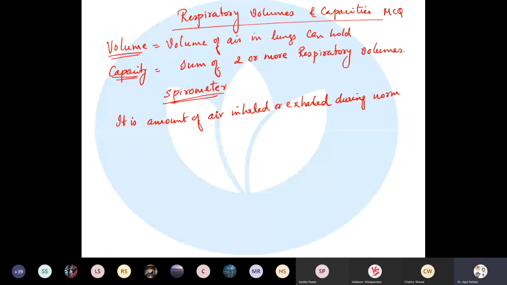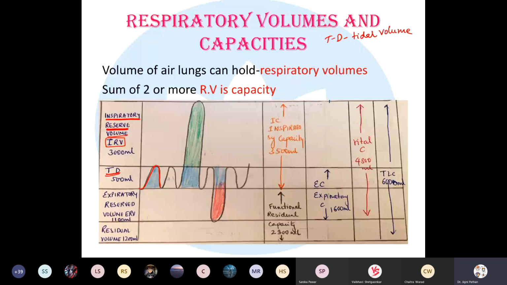Are you done with this statement? Next. So how much is it? 500 ml. This count is important. You should remember this count. 500 ml is the tidal volume. Its value is 500 ml for a normal healthy individual. Did you understand tidal volume?